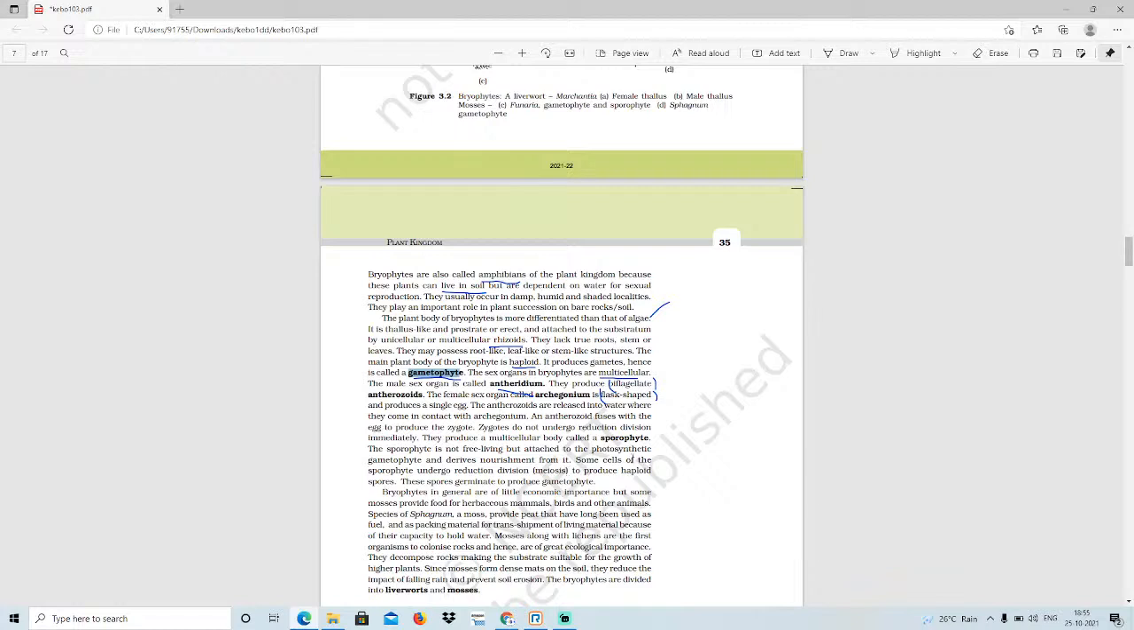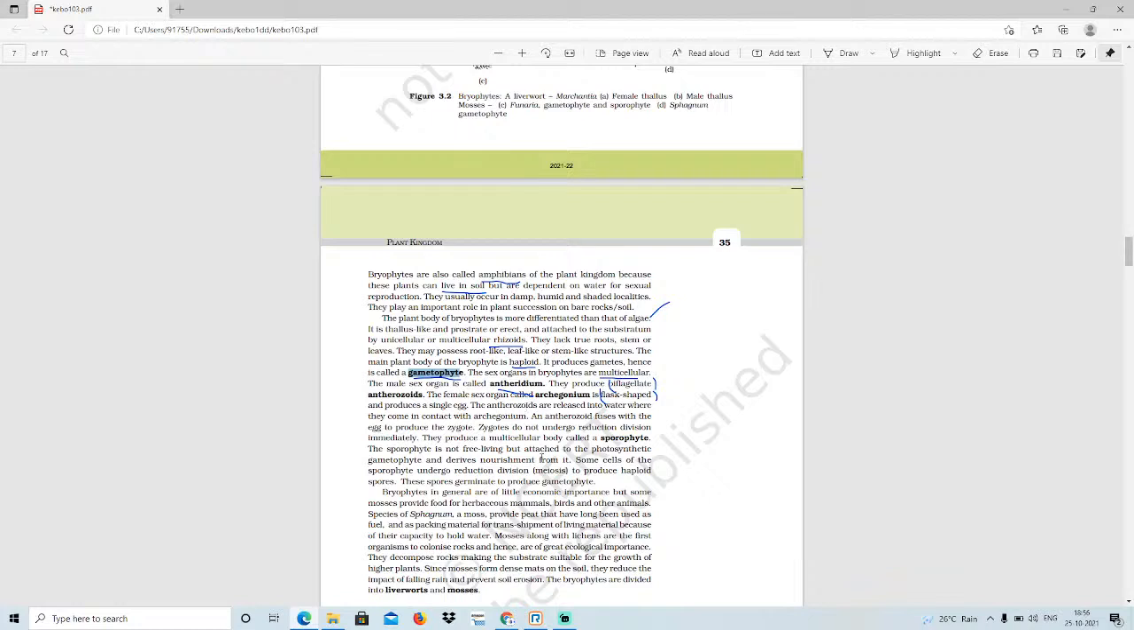Some cells of the sporophyte undergo reduction division to produce haploid spores. So this sporophyte is multicellular, and some cells in it undergo meiosis to produce haploid cells, the spores. These spores germinate to produce the gametophyte.